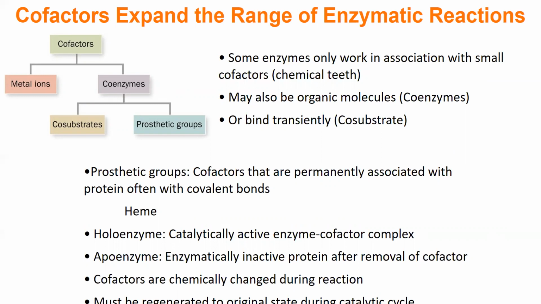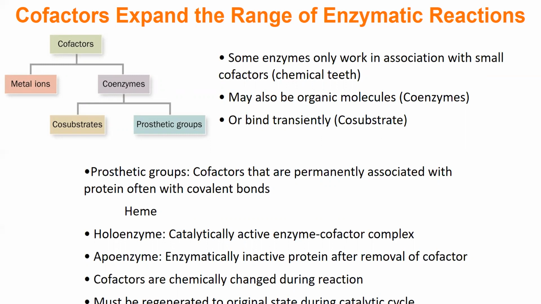So when we talked about hemoglobin, heme was always attached to hemoglobin, right? It never came off. It was covalently bound. So that's a prosthetic group. While a co-substrate is something that binds and then unbinds, just like the substrate, right? The substrate has to bind for the chemistry to happen. So the co-substrate also has to bind.